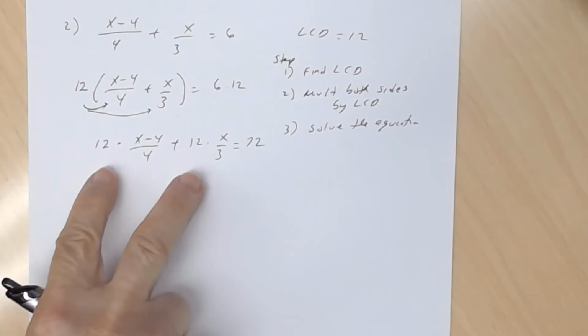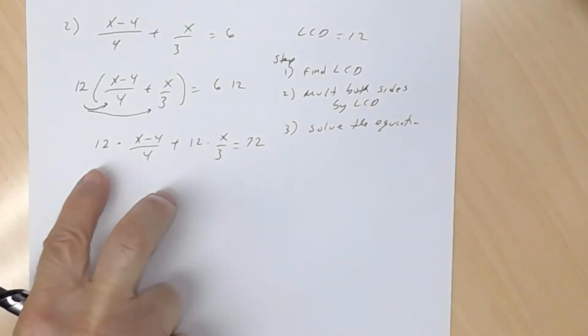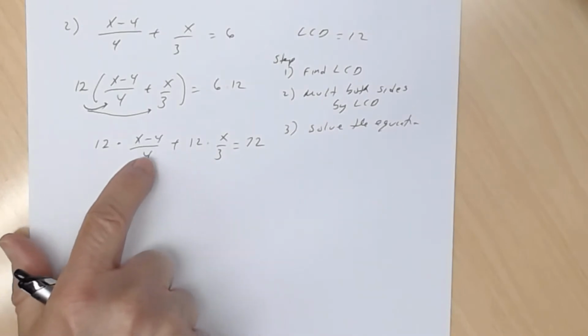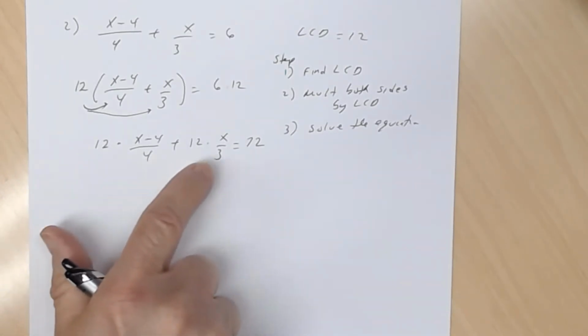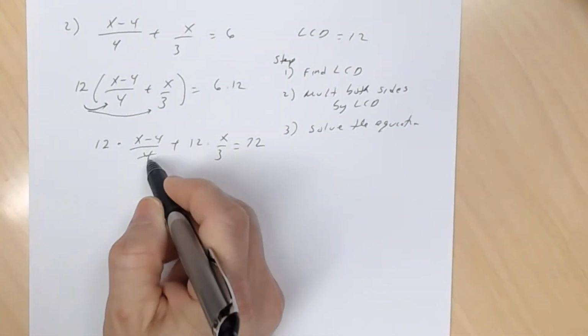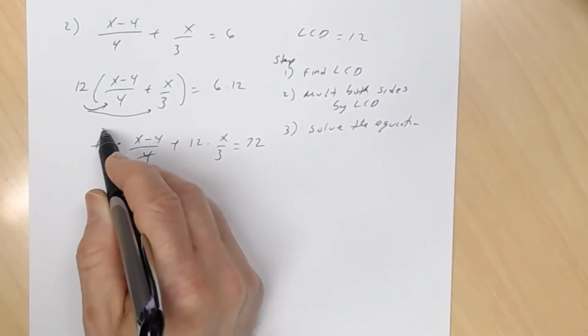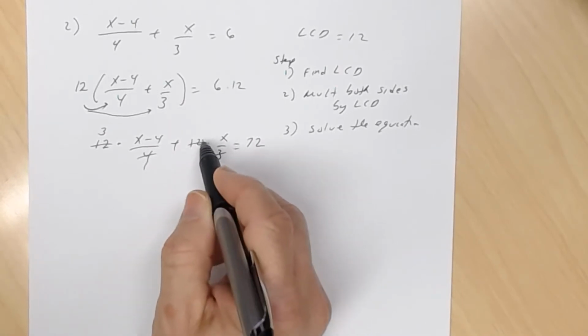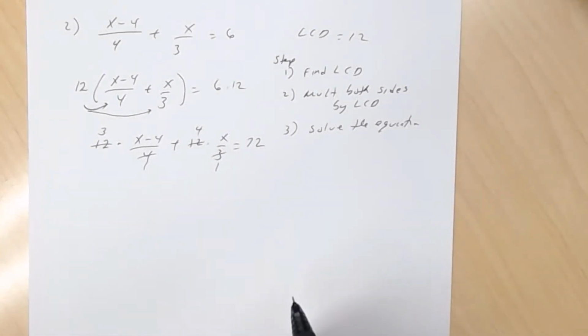Now I'm going to go ahead and reduce next. So we've got to solve this equation, so let's reduce. Now remember, the whole point of multiplying by the LCD is to make these a factor of 1. And now I can do that. 4 into 4 is 1. 4 into 12 is 3. 3 into 3 is 1. 3 into 12 is 4. You see what I did?